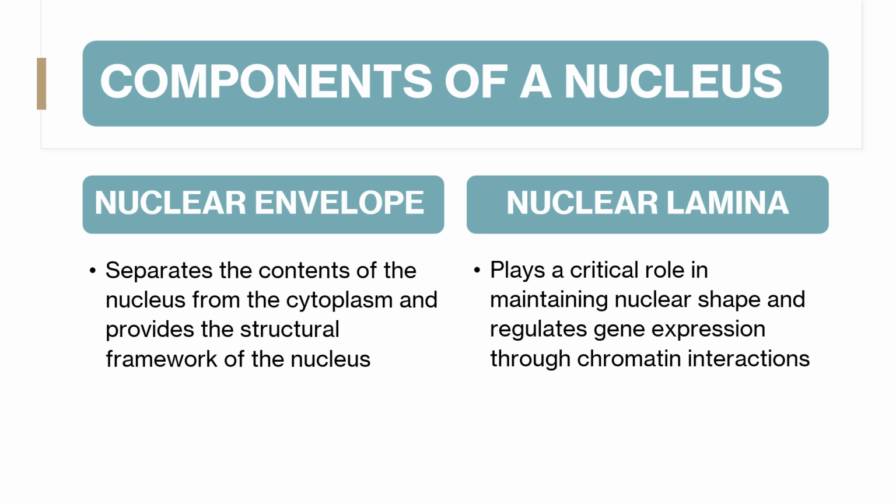Then you have the nuclear lamina. This plays a critical role in maintaining the nuclear shape, and it also helps regulate gene expression through chromatin interactions.